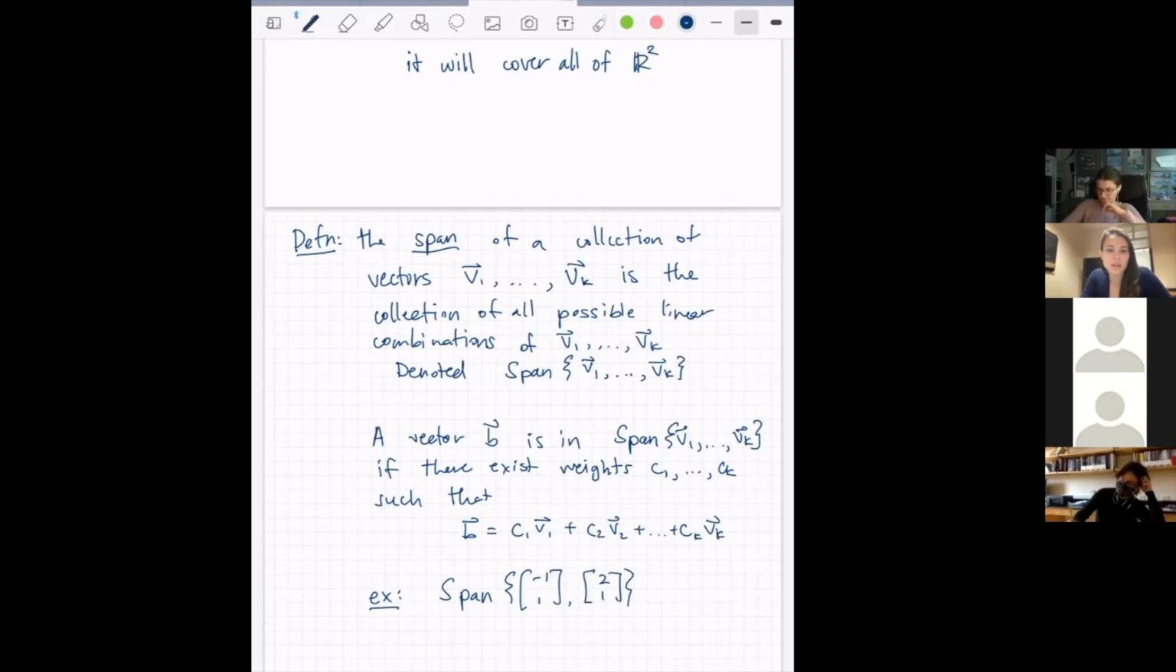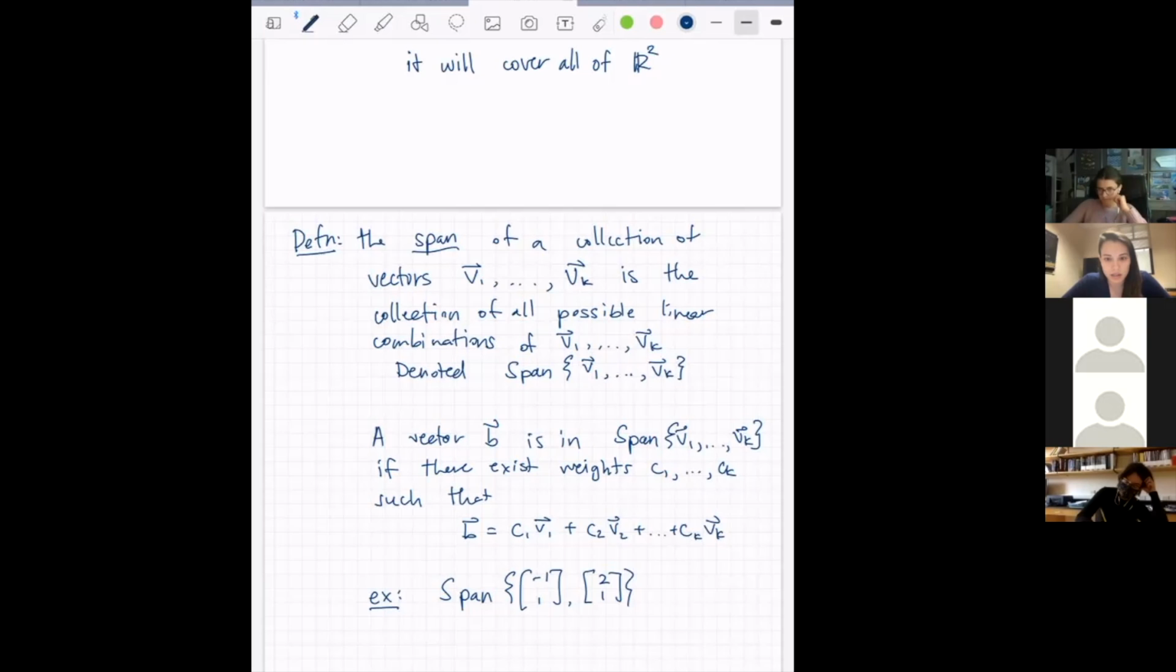Question: what's the difference in notation between K and N? I'm using K because it's different than N, because I don't want them to be the same. We're already using N for the dimension of the space that we're talking about, so we're talking about vectors in Rn. I just want to use something different than that, and K is a nice one to use. Does the span cover all of RK?